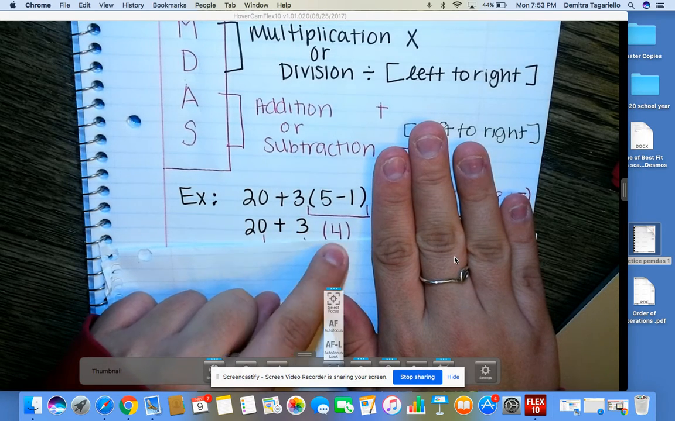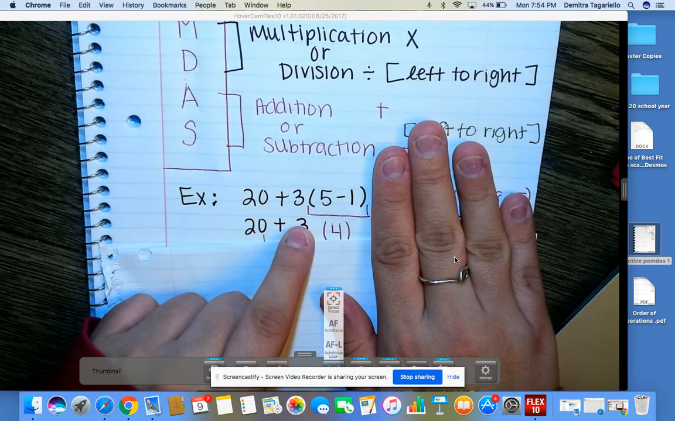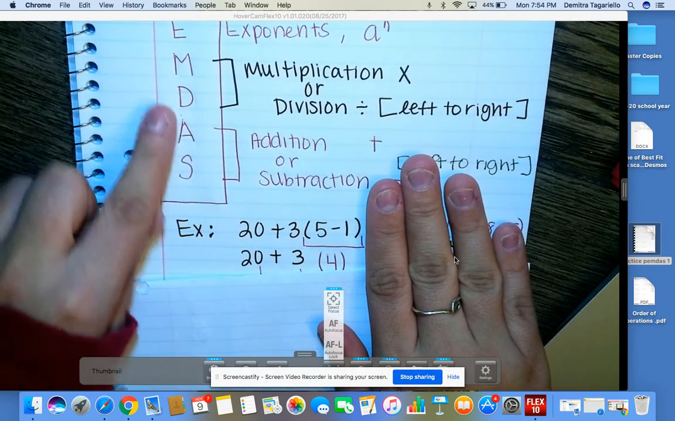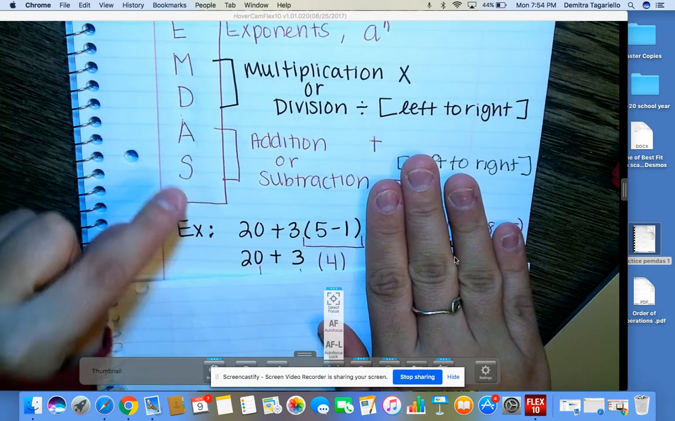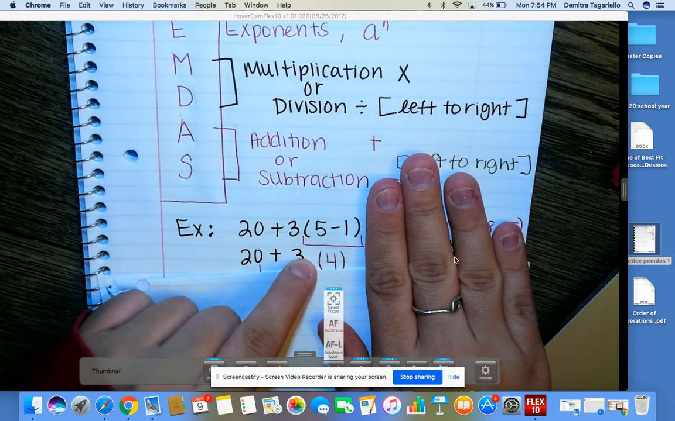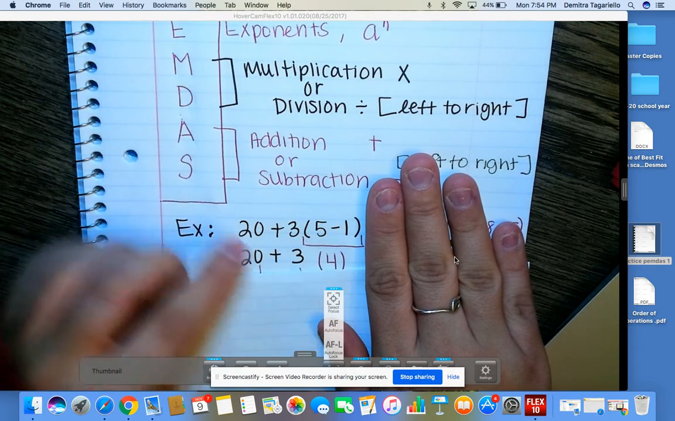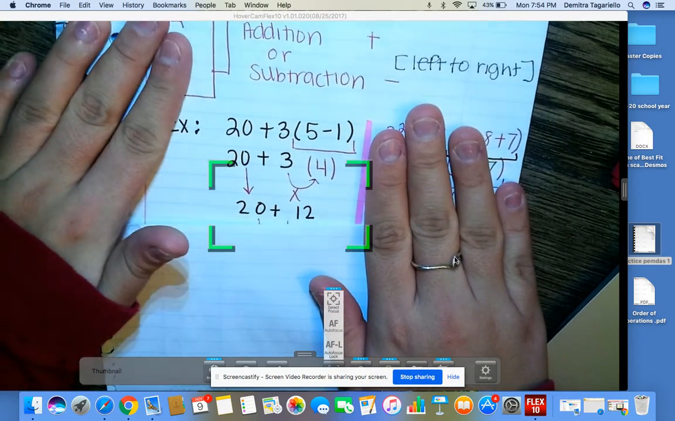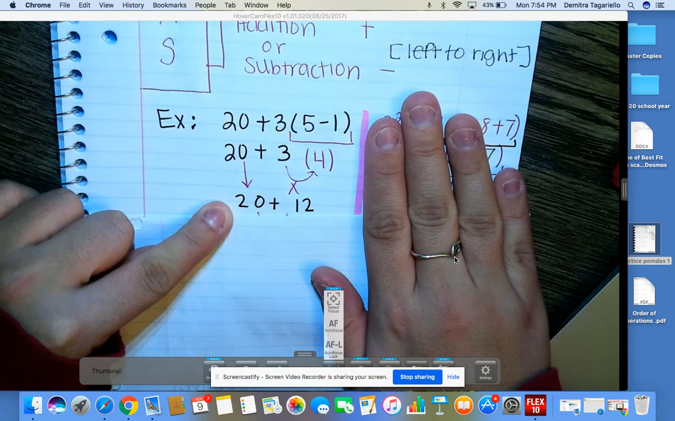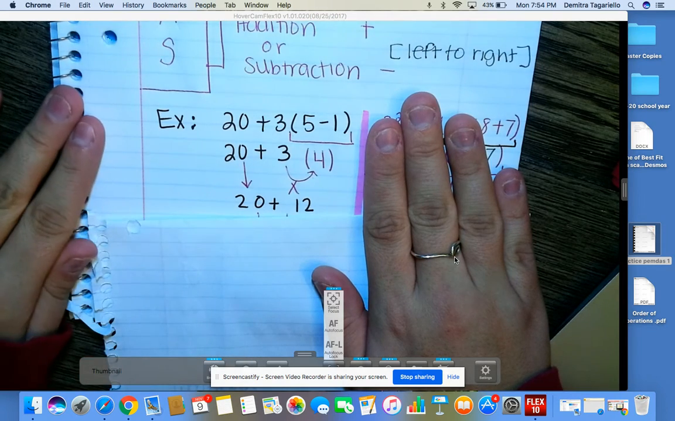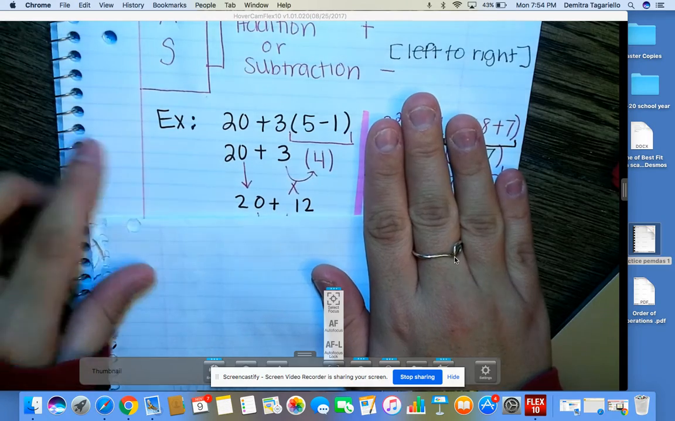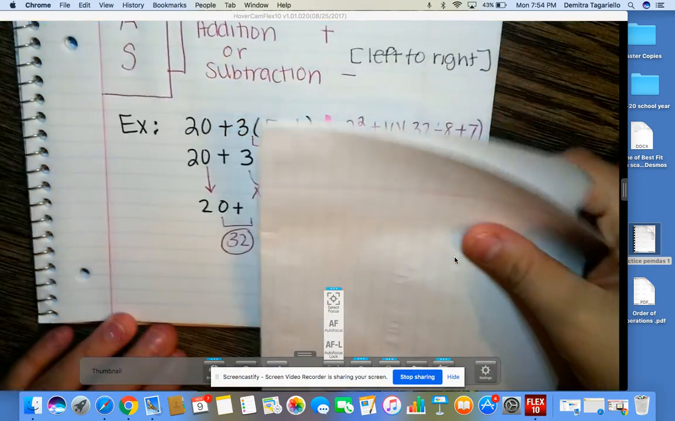Now, this indicates multiplication. Whenever there are parentheses around a number and there's just another number on the outside, it indicates multiplication. So according to PEMDAS, I have to do multiplication and division left to right first before I can do addition. So that means I'm going to do 3 times 4, okay, which is going to give me 12. I'm going to bring down 20, and then I'm left with 20 plus 12. Okay, last but not least, addition and subtraction, left to right. So 20 plus 12 leaves me with a final answer of 32.